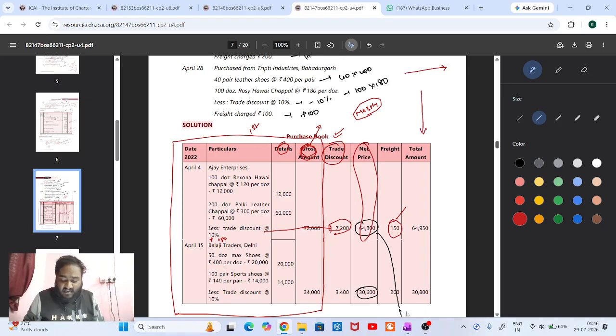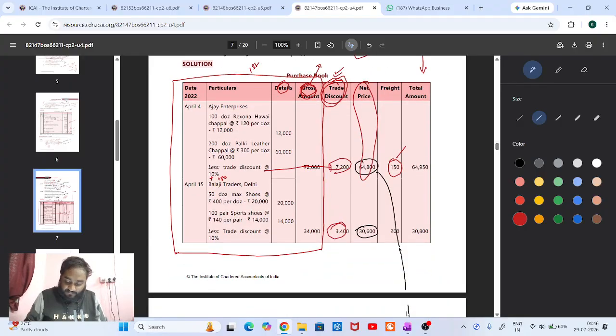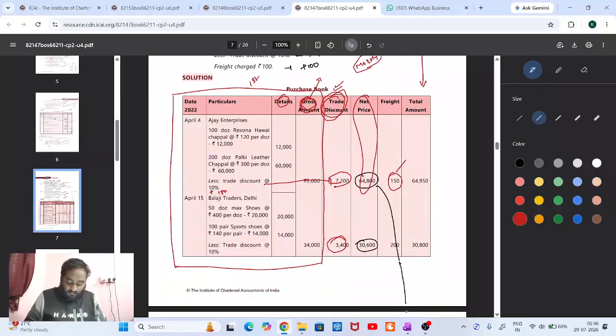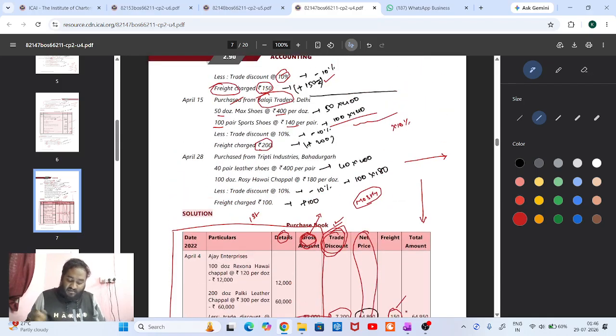This is not something ridiculously new. I will just tell you again. Purchased from so on. So 50 into 400, 100 into 140. This is the gross total. Whatever amount comes is the gross total. Less, here there is trade discount, right? 10% of the gross amount. Then 34,000 minus discount, we should reduce. Keep this in mind. Equal to this is the balance. And then the freight is given in the question itself. Freight is 200. That's it, simple.